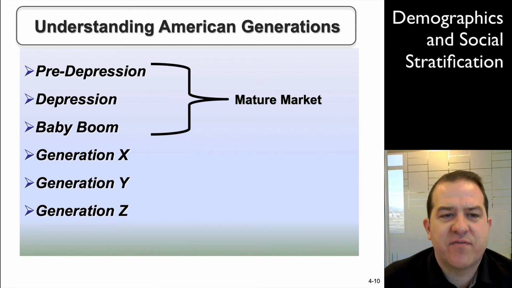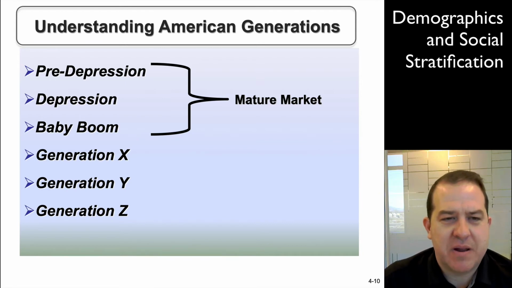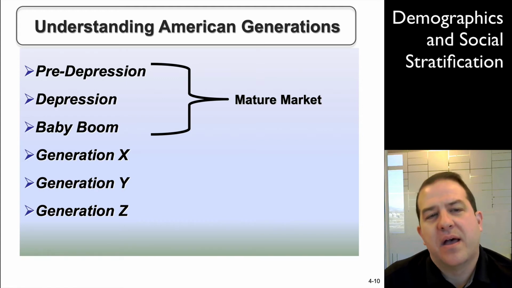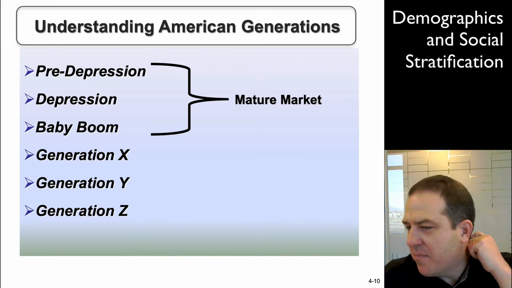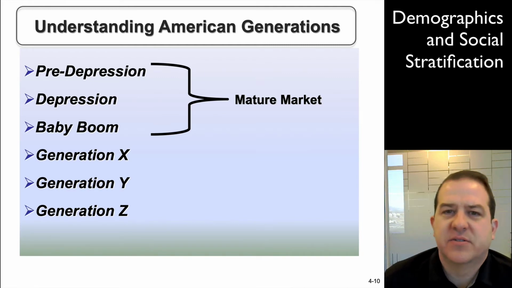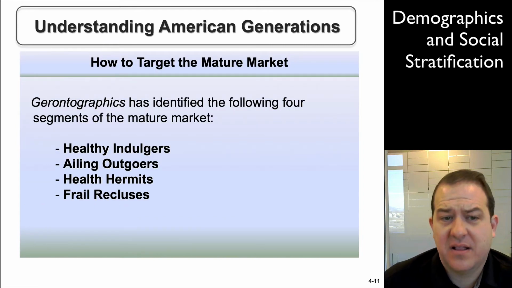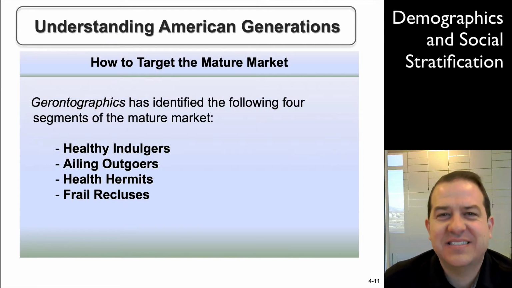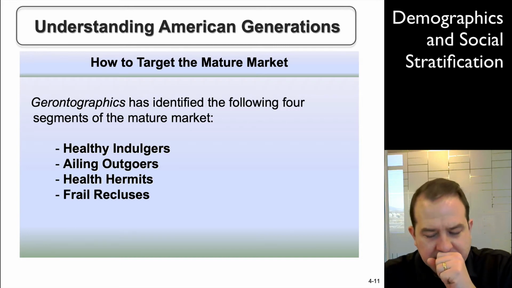So when we look at this, we have the mature market and then the other market just below. My parents are baby boomers. My grandparents were Depression people. Pre-Depression people are almost all dead at this point. But this mature market, this higher-up group, actually does have a lot more money, typically because they've taken care of themselves. They've had a career. So when you're targeting that, the gerontographics concept is that you identify 4 segments of the mature market.